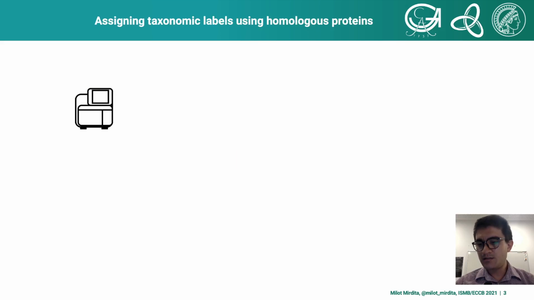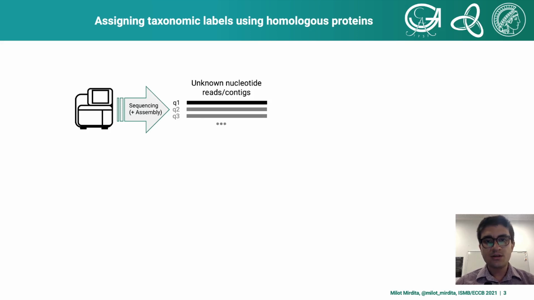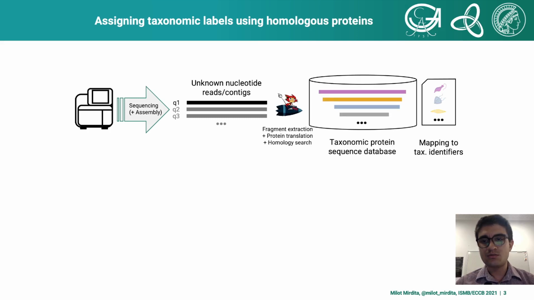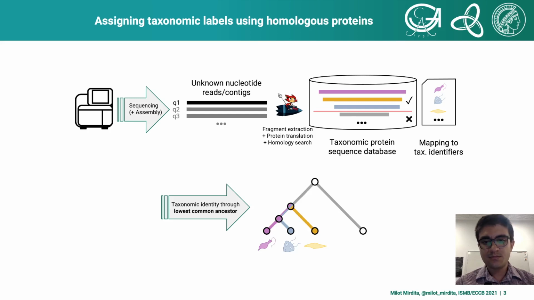To give you a high-level overview of how our method works: first, after sequencing and potentially assembly, a lot of reads or contigs are generated. From these, we extract fragments, translate those into proteins, and then do a homology search against the taxonomic protein reference database. From the best hits, we can compute a lowest common ancestor and then assign this lowest common ancestor to the read or contig.